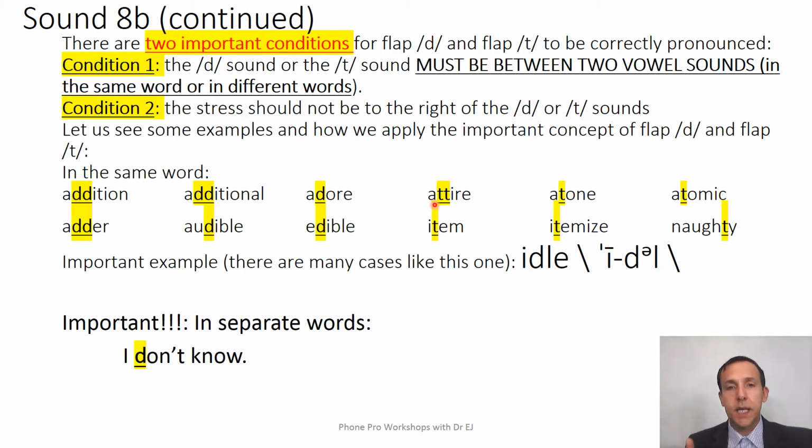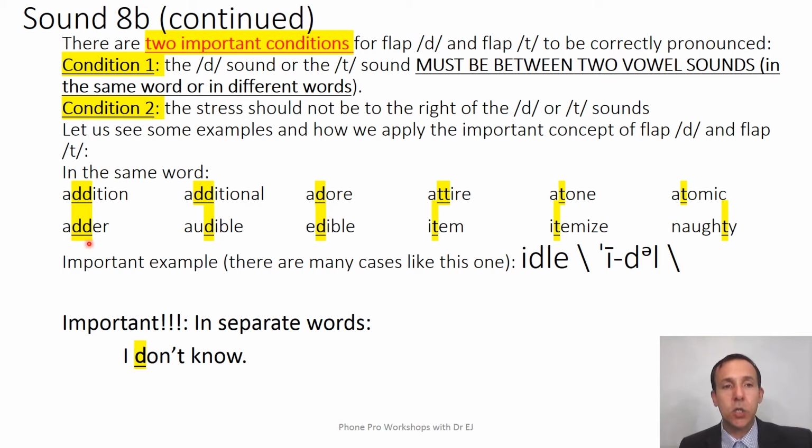And the same pattern occurs with the words attire, atone, and atomic. Now, let us go to this second line of words, and here we can see both conditions met, and this is how we can say the flap D in the following manner.